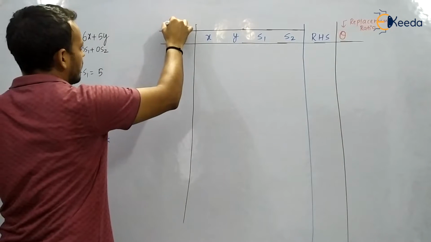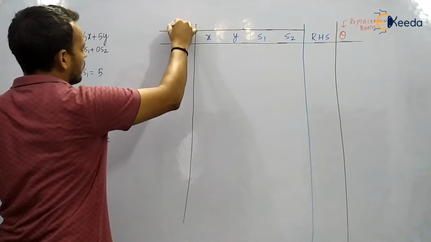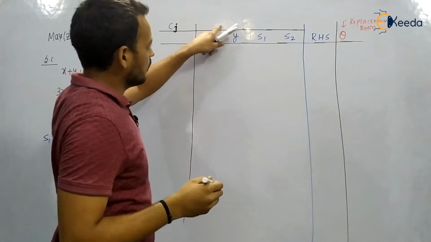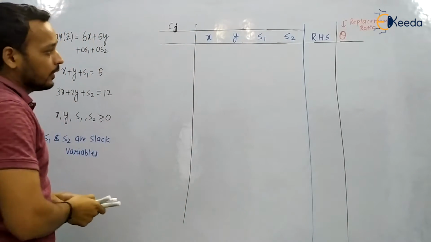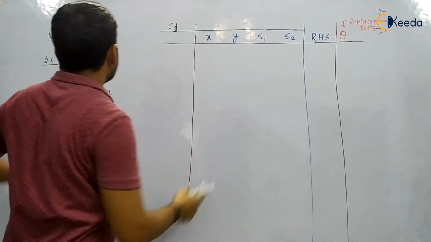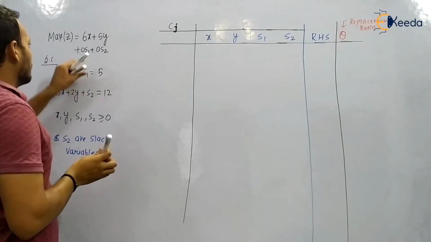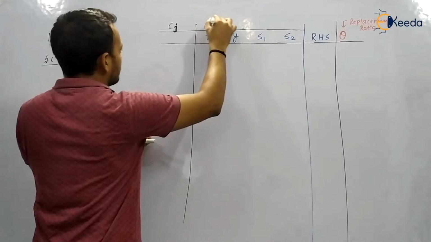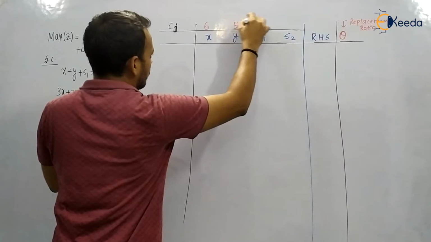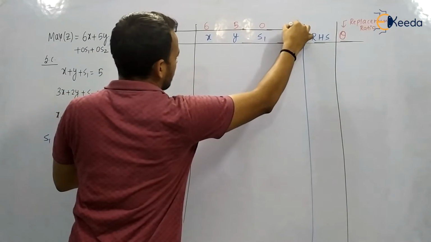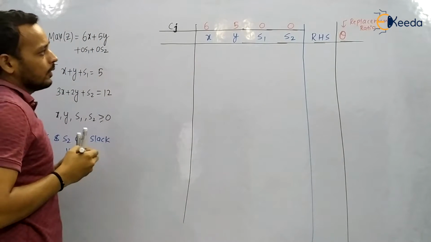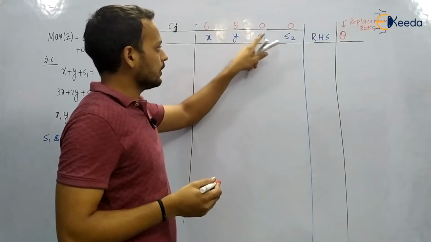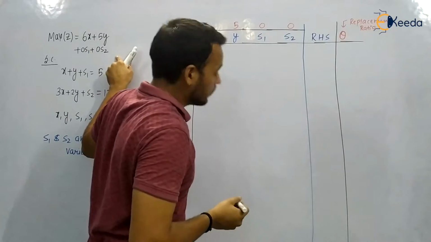Here you just write Cj. In this row you have to write the coefficients of x, y, s1 and s2 which are present in the objective function. The coefficient of x is 6, the coefficient of y is 5, and the coefficients of s1 and s2 are 0 and 0. So just write it like this: Cj, 6, 5, 0 and 0. These are the coefficients of x, y, s1 and s2 in the objective function.